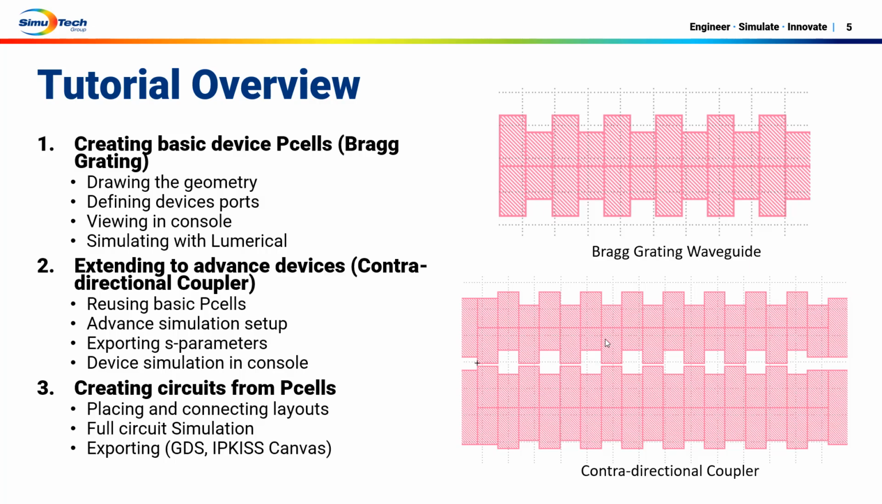Finally, in part C, we'll bring everything together and we'll create a full circuit from the I/O all the way to the output. So this will be a grating coupler connected with waveguides to our contradirectional coupler, and then back out through a waveguide into another grating coupler. We'll showcase how to place the devices, connect the ports as necessary, perform a full circuit simulation, and then finally exporting to either a GDS file or into IPKISS Canvas.